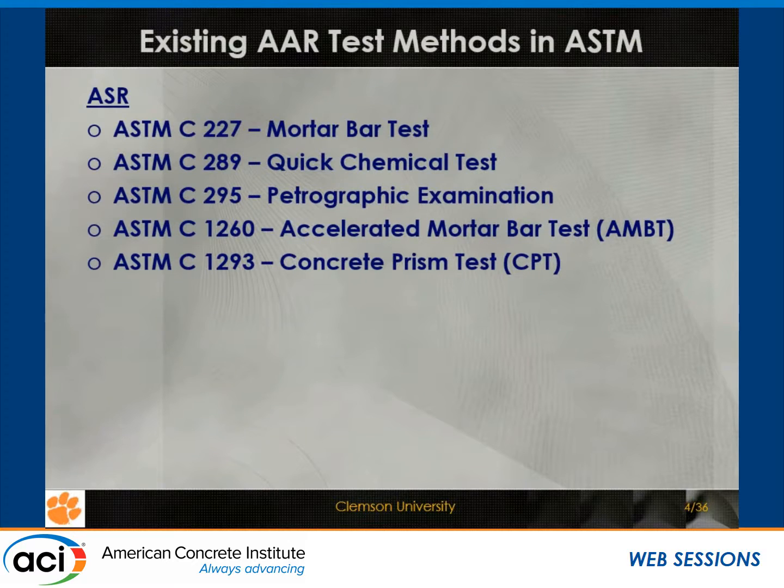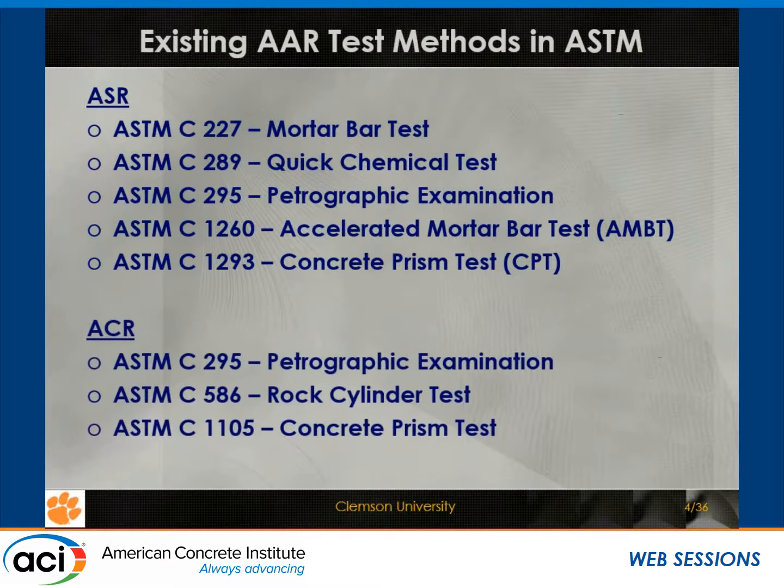As was previously discussed, there are a number of ASTM test methods that look into alkali aggregate reactivity, whether it's ASR or alkali carbonate reaction, but I just have a list for ASR here. The C227, the C289, C295, these are some of the earlier tests. The more popular, ASTM C1260, the mortar bar test, and C1293, the concrete prism test. And for ACR, we have a few other tests that are C295, the C586 rock prism test, and the C1105 concrete prism test.